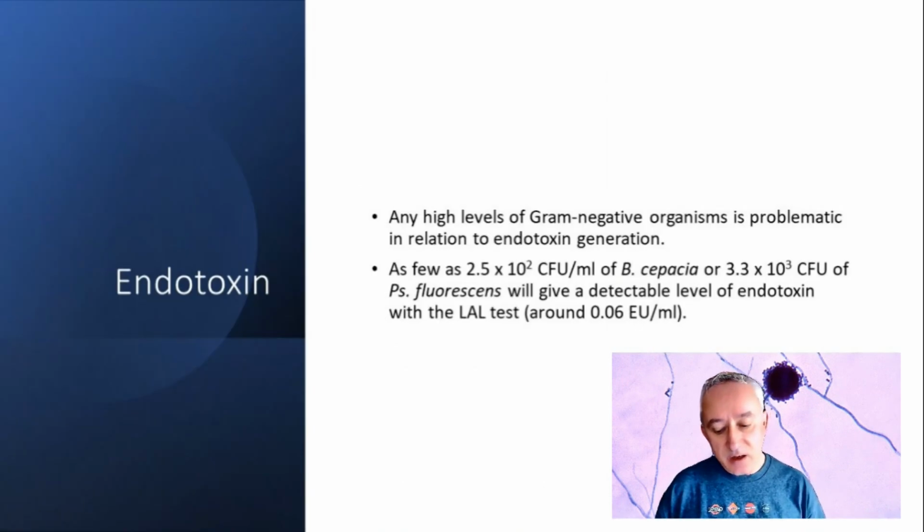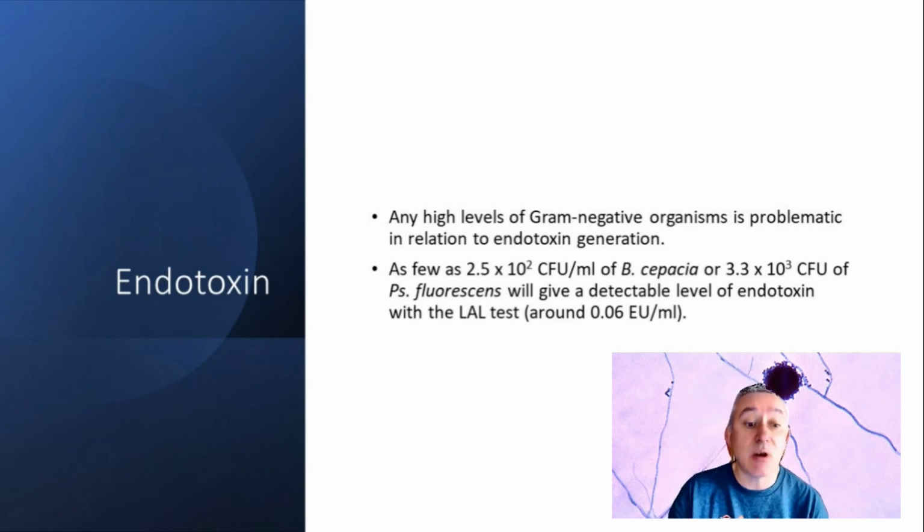Our second concern is with endotoxin. High levels of gram-negative organisms are problematic in terms of endotoxin production. It's been estimated that as few as 2.5 times 10 to the power of 2 cells of Burkholderia cepacia and 3.3 times 10 to the power of 3 CFU of Pseudomonas fluorescens is sufficient to give detectable endotoxin levels with the LAL test, at levels of around 0.06 endotoxin units per milliliter.